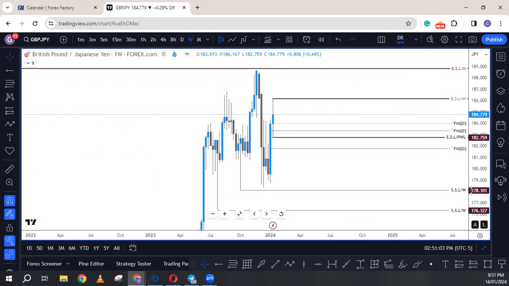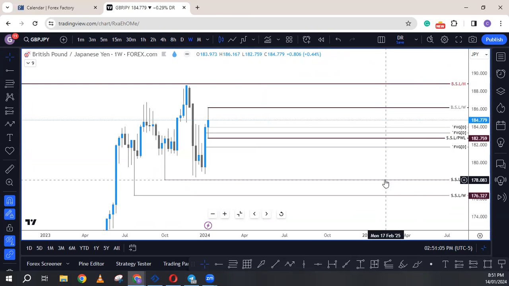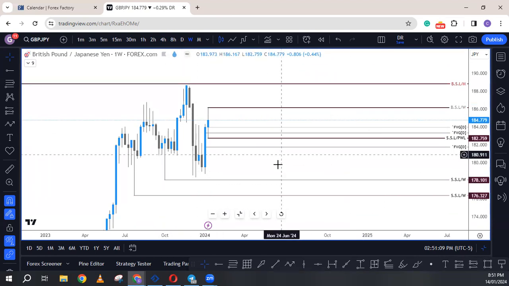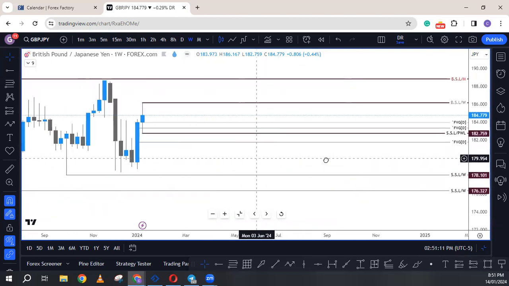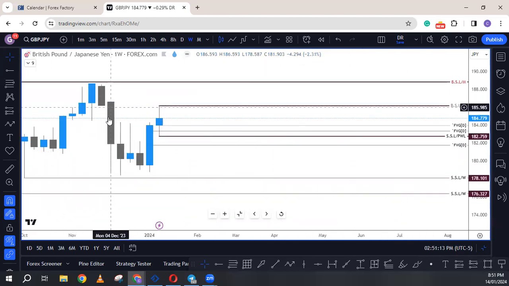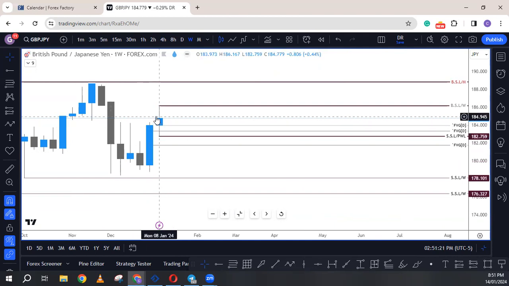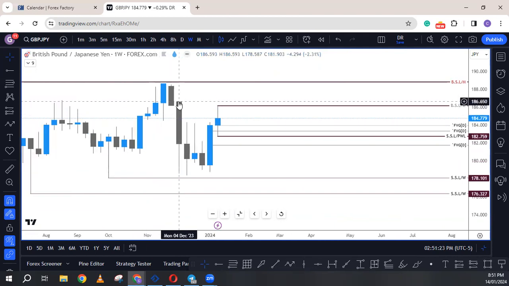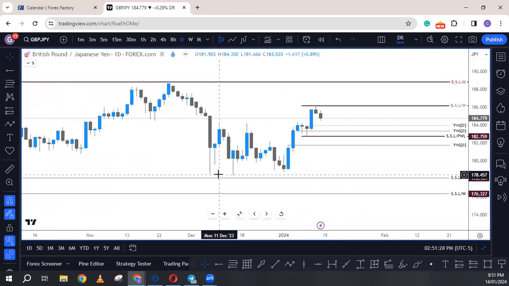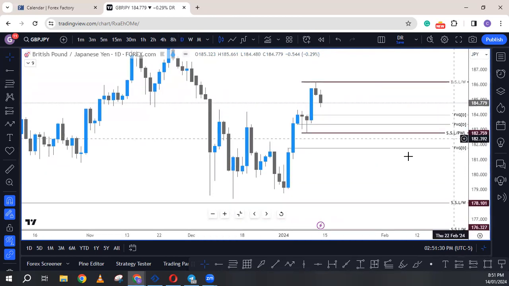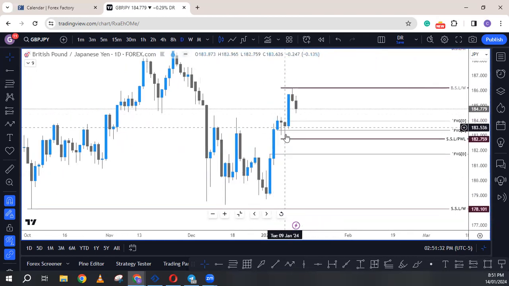Pound Yen is looking like a range. We have this low and this high. That's where they are doing business. And if you look closely, this candle here, they've spiked the low of the candle and they didn't close below it. They've gone back inside. So that points to the fact that they might be going in for this high. But if we drop down to the daily time frame, the daily is still looking bullish because we have a displacement here.